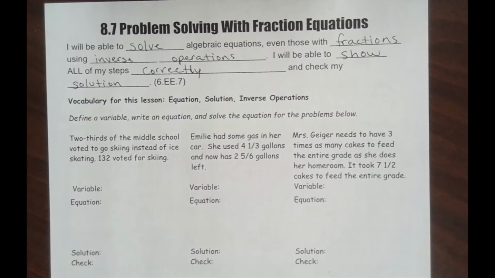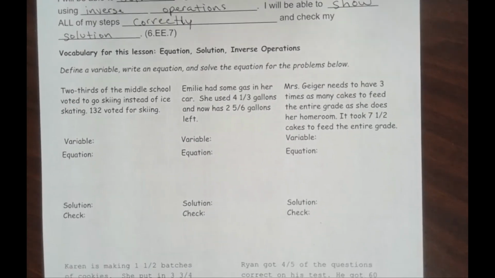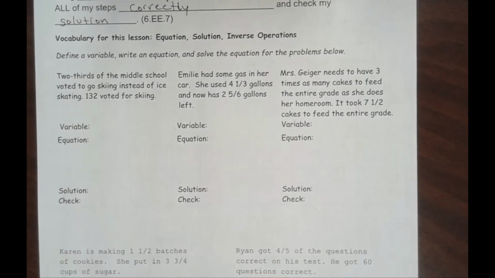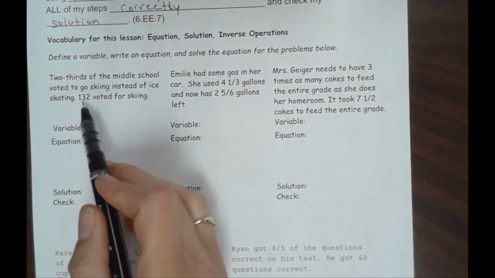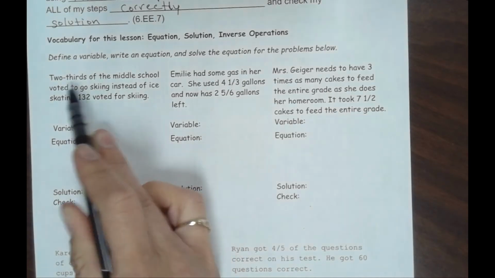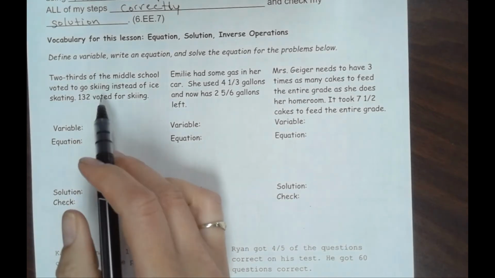Okay, so for each of these, we're going to define a variable, write an equation, and then solve the equation for the problems below. So here it says, 2/3 of the middle school voted to go skiing instead of ice skating. 132 voted for skiing. Okay, I need you to think. This is the part that voted for skiing. So 2/3 voted for skiing. So the part we don't know is the entire school.